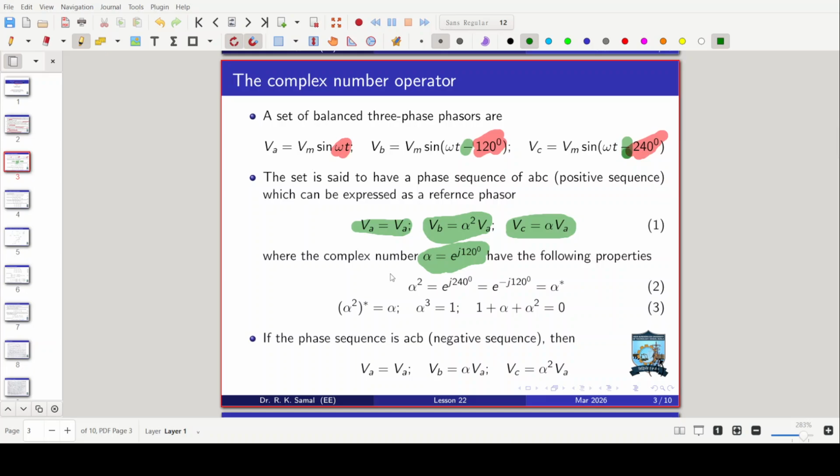Okay. Therefore, using this complex notation of alpha is equal to e to the power j 120 degrees, the three phase sequence voltages can be given by Va, alpha square Va and alpha Va for a phase sequence of ABC. But if the phase sequence is ACB, then Va is Va, Vb is alpha Va and Vc is alpha square Va. Okay, it is the opposite. Okay, so hope you have written down these equations: for ABC positive phase sequence, what are the various sequence voltages, and for ACB negative sequence, what are the various sequence voltages.